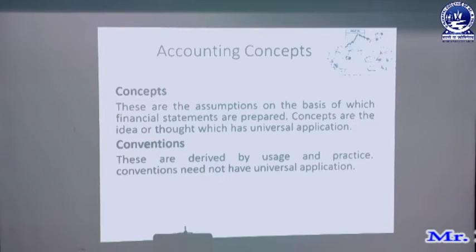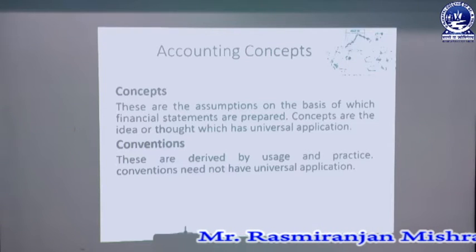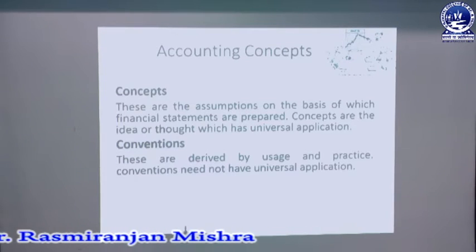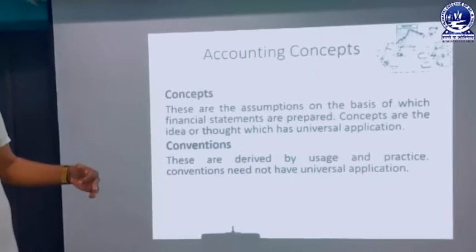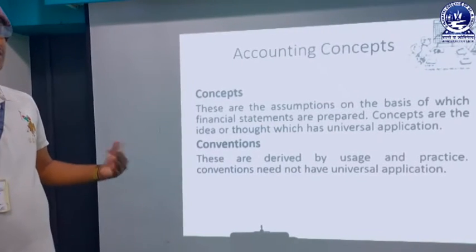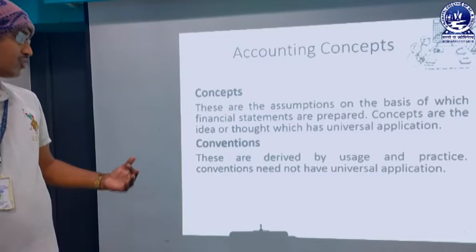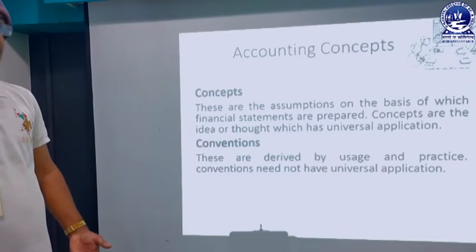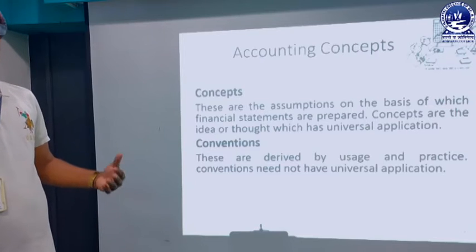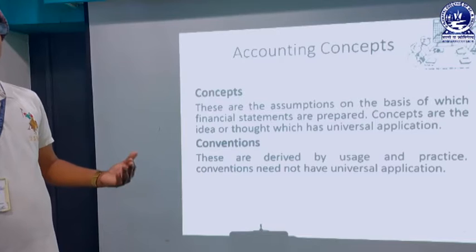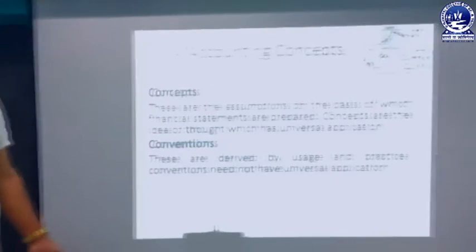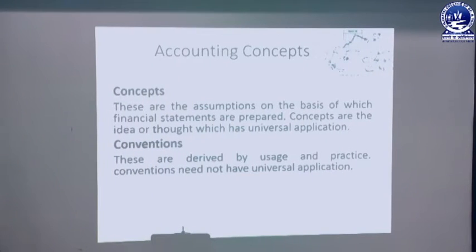Then the second one is conventions. Convention means these are derived by usage and practice. Convention need not have a universal application. That means accounting convention basically refers to the traditions or customs which are applicable over several periods and that are prepared by the accounting professionals. As concepts and conventions are prepared by the accounting professionals, conventions do not have any universal application. They can be changed as the system evolves, or if any changes arise, in that case the conventions or the customs and traditions can be changed. That's why it is called as having no universal application.